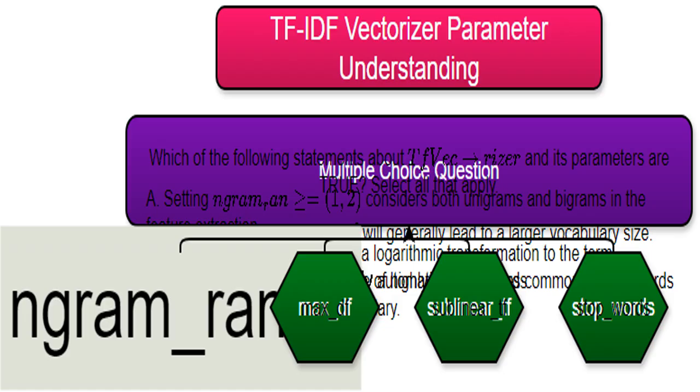The ngram_range parameter determines what size of chunks of words the vectorizer uses. For example, ngram_range equals (1, 2) means it considers individual words, unigrams, and also pairs of words, bigrams. I think of it like changing the grain size of the text.